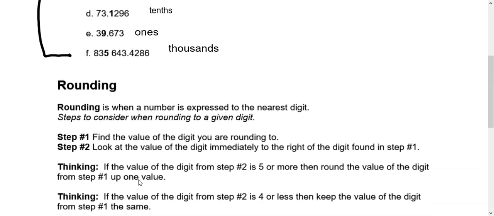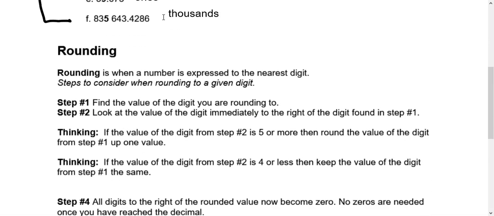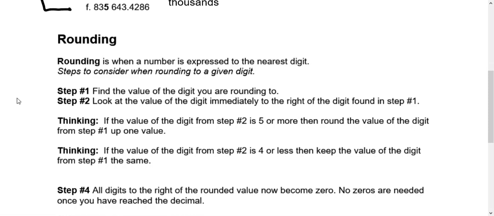Rounding. One of the reasons we needed to understand place values is to be able to round, and we can use these steps to figure out how to round. Steps to consider when rounding to a given digit: find the value of the digit you're rounding to, then look at the digit immediately to the right.